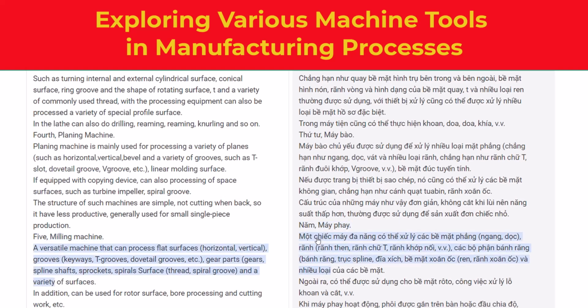Fifth, milling machine. A versatile machine that can process flat surfaces, horizontal and vertical surfaces, grooves, keyways, T-grooves, dovetail grooves, etc., gear parts, gears, spline shafts, sprockets, spiral surfaces, threads, spiral grooves, and a variety of surfaces. In addition, it can be used for rotor surfaces, bore processing and cutting work.